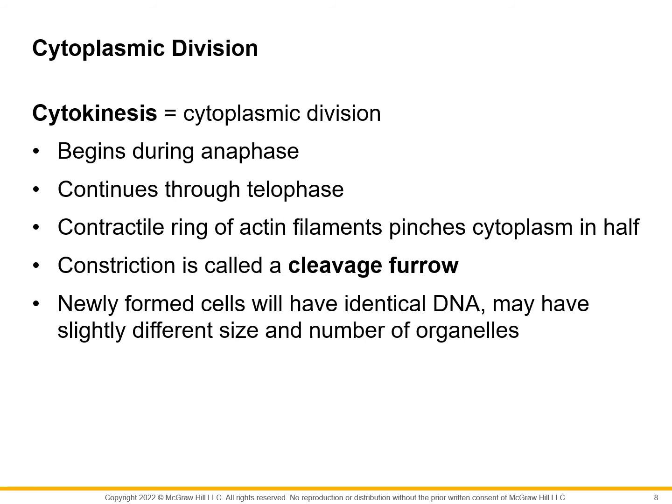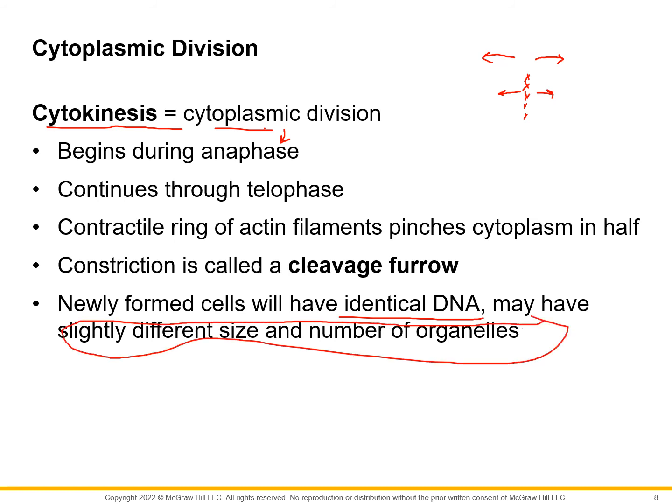Now, cytokinesis begins in anaphase. So remember that once those chromosomes line up in the middle, metaphase, they get pulled apart from side to side. As soon as they start getting pulled apart, everything starts getting pulled apart. And so cytokinesis, which is the division of the cytoplasm, begins during anaphase. And it's going to continue through telophase. Once it starts, everything is going to be divided together. And so when the new cell is formed, it's going to have identical DNA, but it's going to have different things like size and organelles.